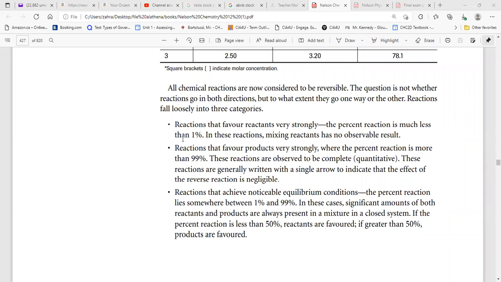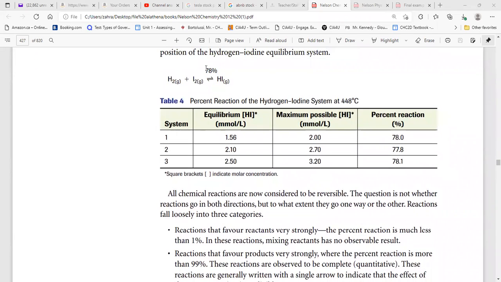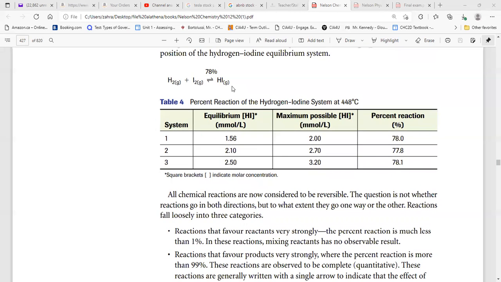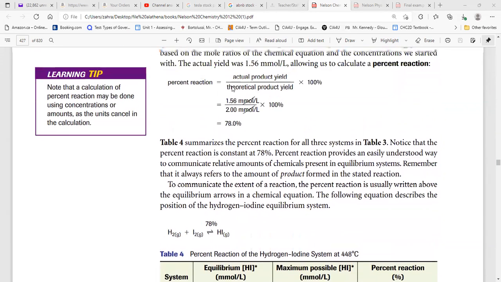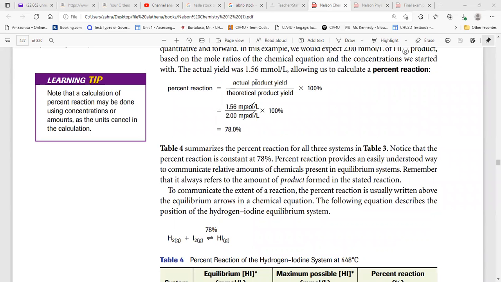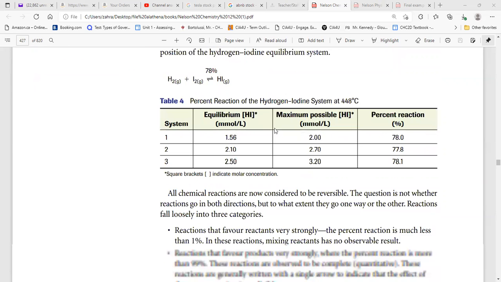If the percentage of the reaction is much less than 1%, it means the reaction isn't happening, with no observable result. If the percentage of reaction is more than 99%, it means the reaction is complete, quantitative. So it's just a forward reaction. If it is close to 99, it means it's just one way, with much more product. It is one way.